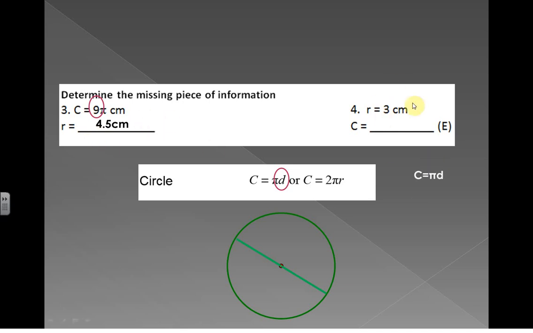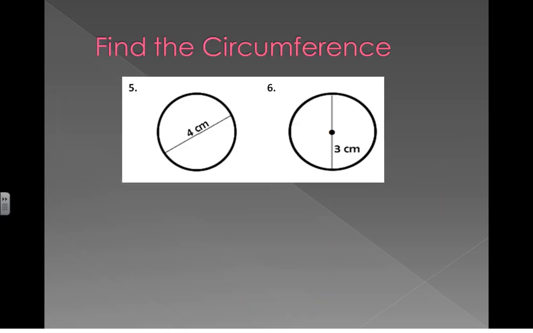Over here, if the radius is 3, again, if I use that C equals pi d formula, I know that the diameter, if the radius is 3, the diameter has to be 6. So 6 pi is the circumference. Just wanted to throw that stuff at you.